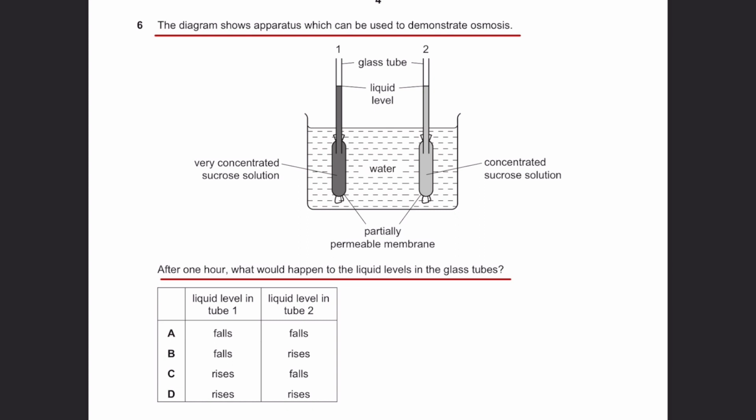So, if you look at this diagram, you can see there is very concentrated sucrose solution on the left side and also concentrated sucrose solution on the right side. So they are both concentrated. It's just that the left one is more concentrated. And outside the solution, or outside the partially permeable membrane, there's water.